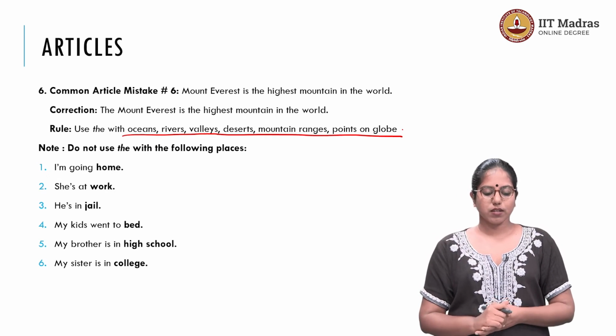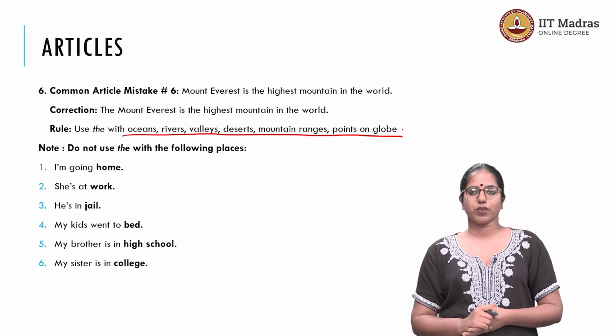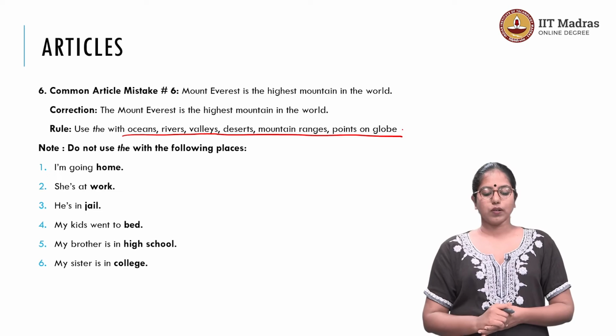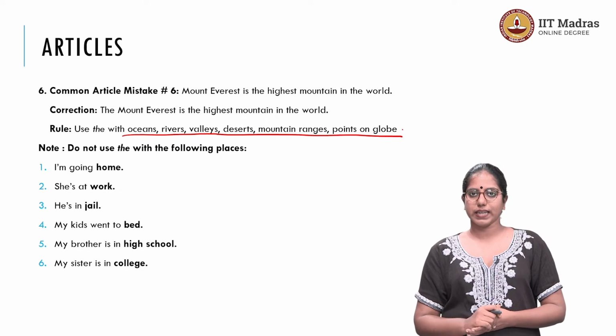The next sentence is, Mount Everest is the highest mountain in the world. What's the right sentence? The Mount Everest is the highest mountain in the world. Why? Because you use the with oceans, rivers, valleys, deserts, mountain ranges and points on the globe.